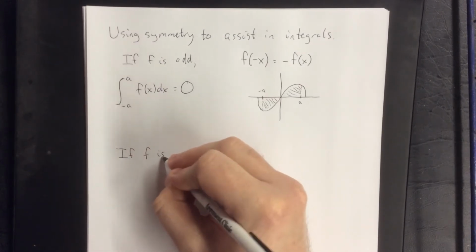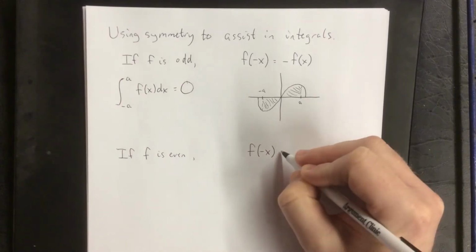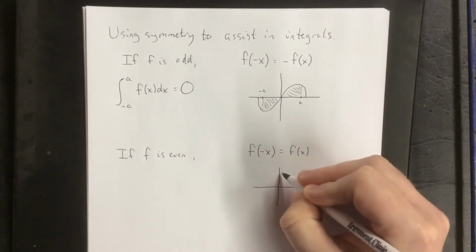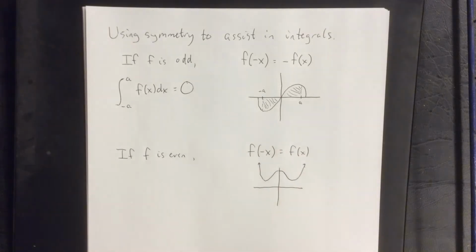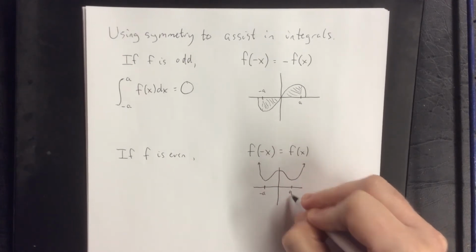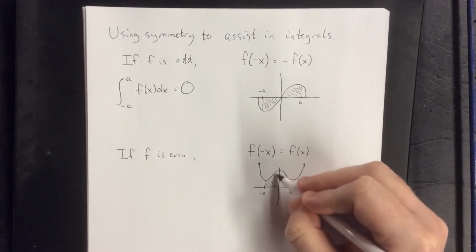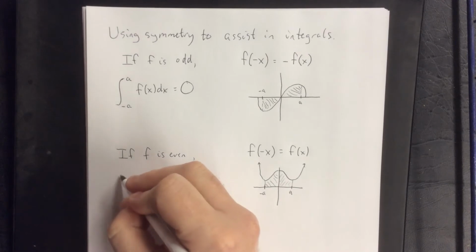On the other hand, if f is even, the definition of an even function is that f of negative x is equal to f of x. This means that the function would have y-axis symmetry. So whatever we see on one side of the graph, we see the mirror image on the other side. In the event that we have a similar integral to the one that we saw before, this time the areas on either side of the y-axis are once again equal in magnitude, but now they would either both be positive or both be negative depending on whether it's above or below the axis.